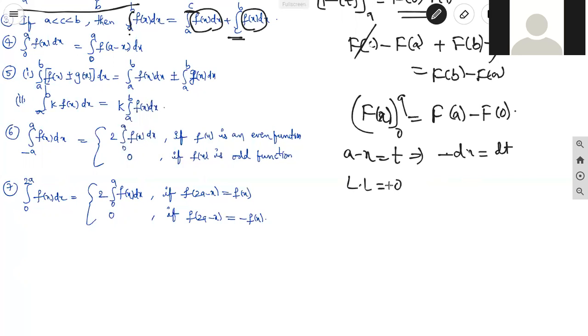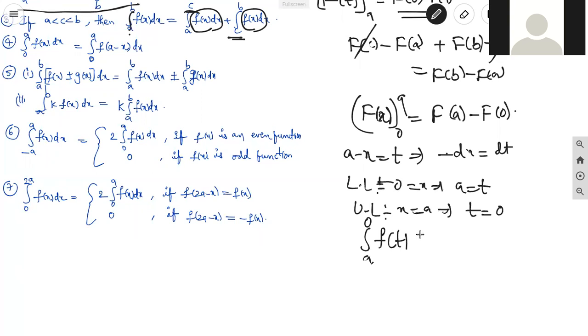The lower limit is 0 for x, so t is equal to a. When the upper limit x is equal to a, then t is equal to 0. Then we can write integral with lower limit a to 0 f of t into minus dt. Then if we change the limits, 0 to a, the negative sign is eliminated, f of t dt. Integral 0 to a f of t dt is equal to integral 0 to a f of x dx from the first property, both are the same.